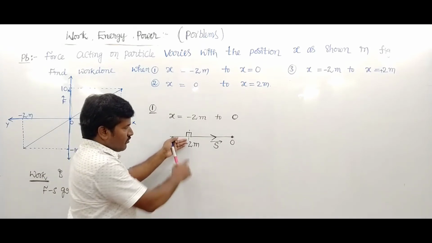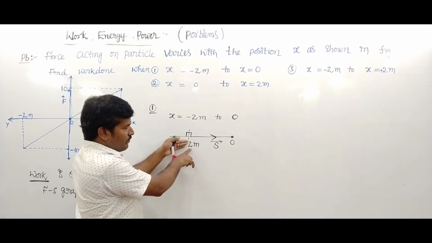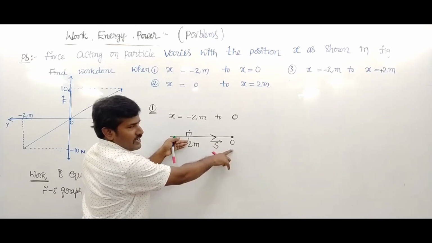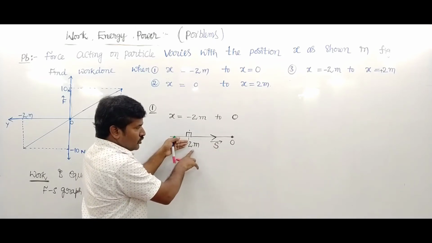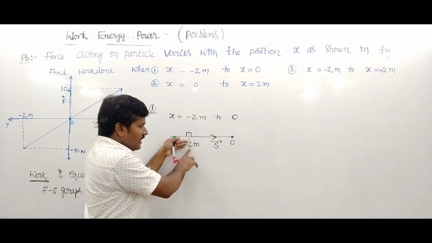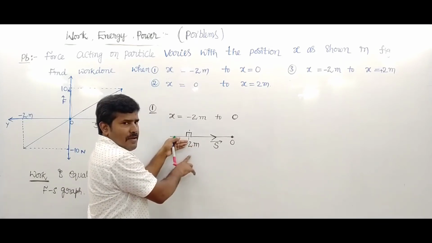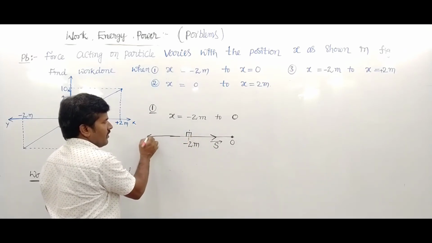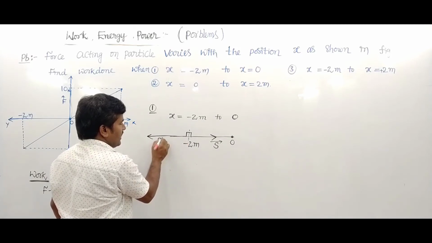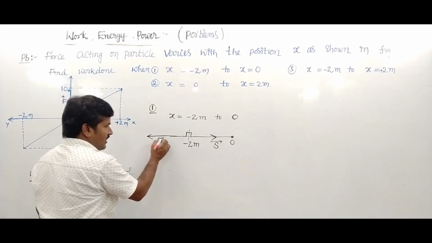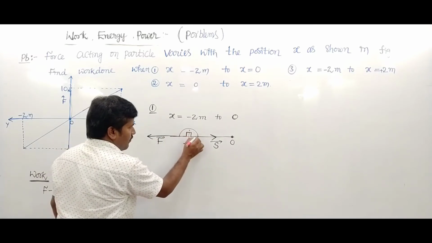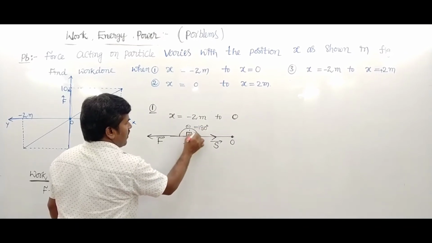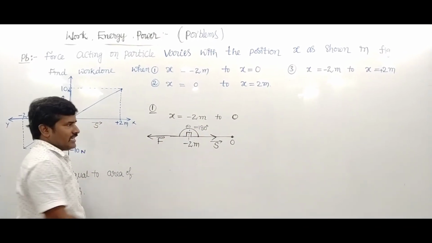And minus indicates only direction. So displacement from 2 to 0, the distance from 2 to 0. That means here the magnitude decreases. Magnitude decreases means the force is opposing. The force is F, and force and displacement, both directions are opposite, so theta equals 180.